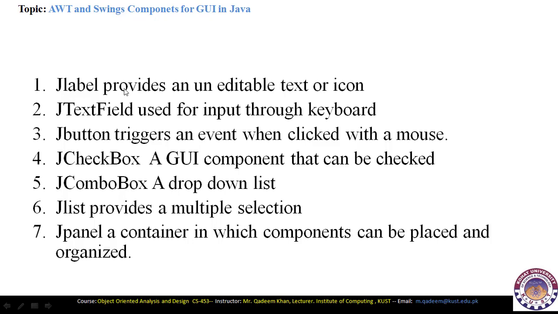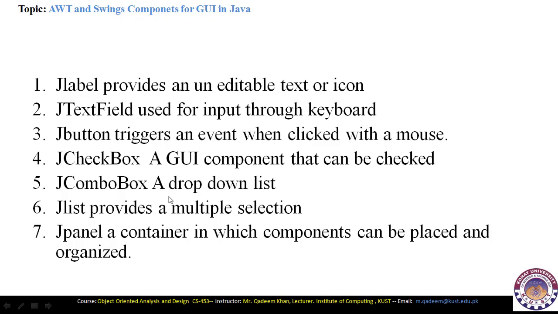For example, JLabel provides an uneditable text or icon. JTextField is used for input-output purposes through the keyboard. Through the keyboard, I can type inside of the JTextField. JButton controls are used for click events with the mouse. JCheckBox controls provide the checked event. When I click with the mouse, the checked icon will appear inside of the JCheckBox.